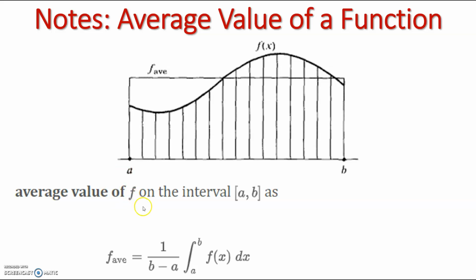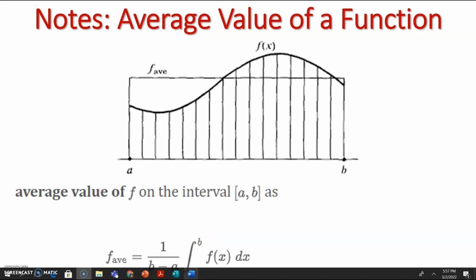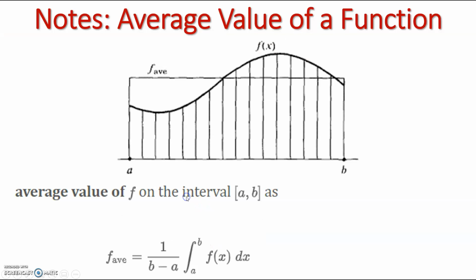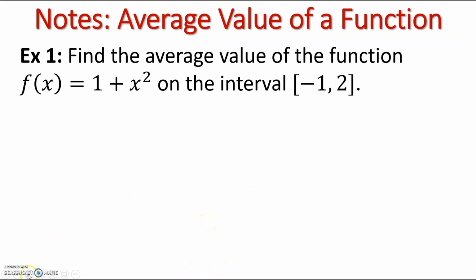The average value of the function on a closed interval a to b is defined as f average equals 1 over b minus a times the integral of f of x dx from a to b. We're simply going to use that formula in order to find the average value of the function. So let's take a look.